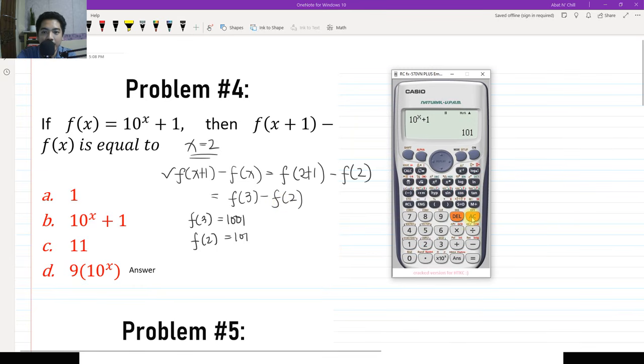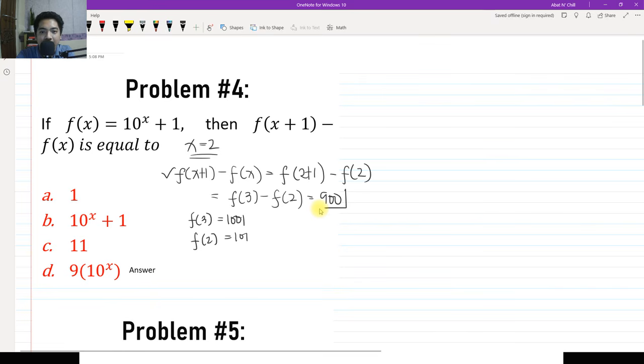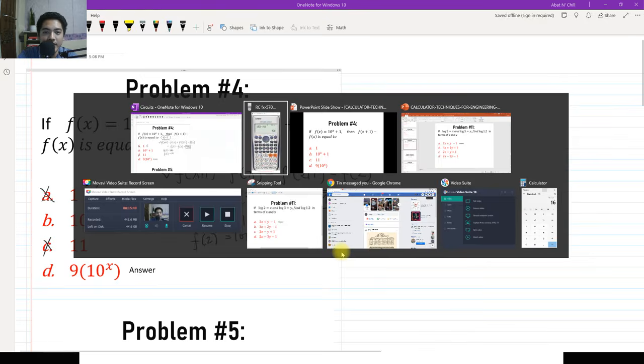So if we subtract f of 3 minus f of 2, that would be 1001 minus 101. So that becomes 900. This 900 is the answer that we should get if we substitute the same x that we use on our multiple choice. So clearly, letter A is not the answer. And clearly, letter C should not be the answer. So again, we are left with B and letter D. Of course, we know that the answer is letter D.